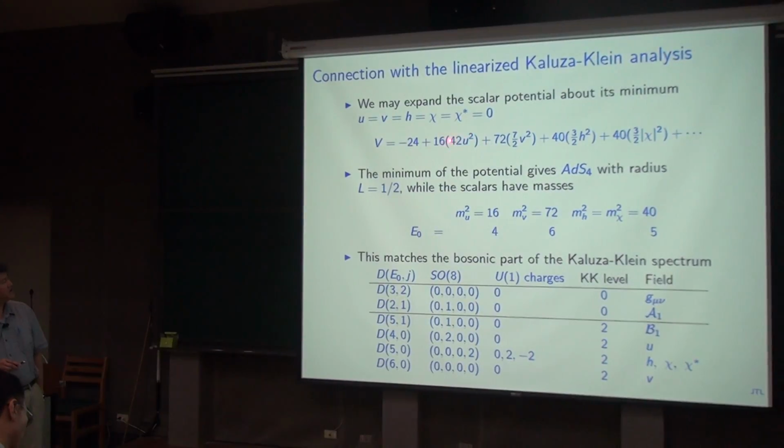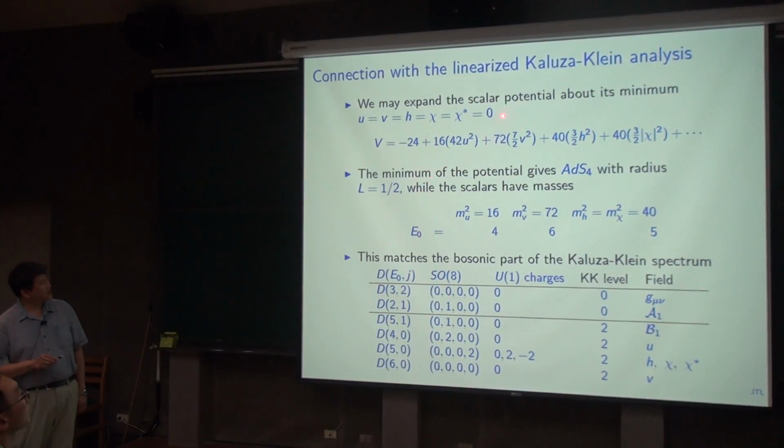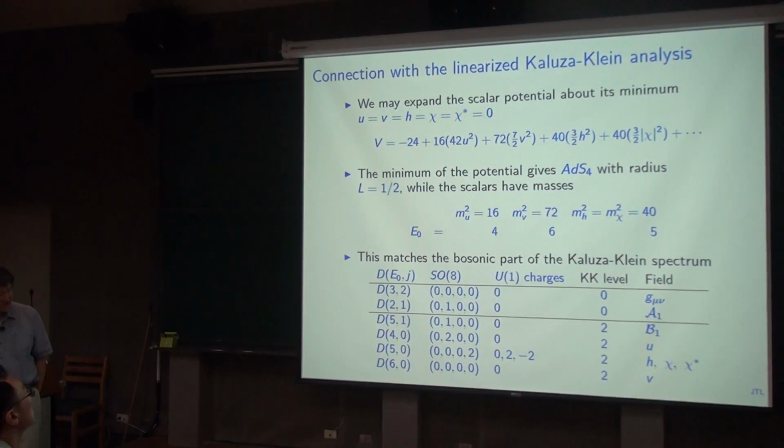The numbers over here, 42, those numbers disappeared by canonical normalization, and you're left with these terms over here that I copied over as masses of these scalars over here. If you plug that into the AdS mass and E naught formula, you find out the scalars with these masses correspond to E naught equals 4, 6, and 5. Squashing mode, breathing mode, and additional modes over here.